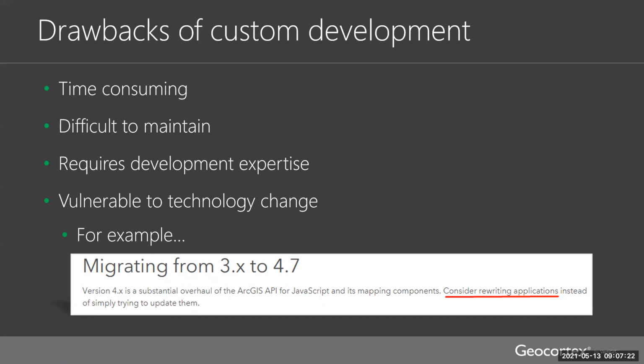But custom development is time consuming and can be difficult to maintain. It's vulnerable to technology change. The big one here is migrating from the 3x JavaScript API, which is what Web AppBuilder is on, to the 4x JavaScript API, which is Experience Builder. Custom widgets would have to be rewritten, whereas our technology will migrate across without having to be rewritten. It's engineered to work in both the 3x and 4x JavaScript API.